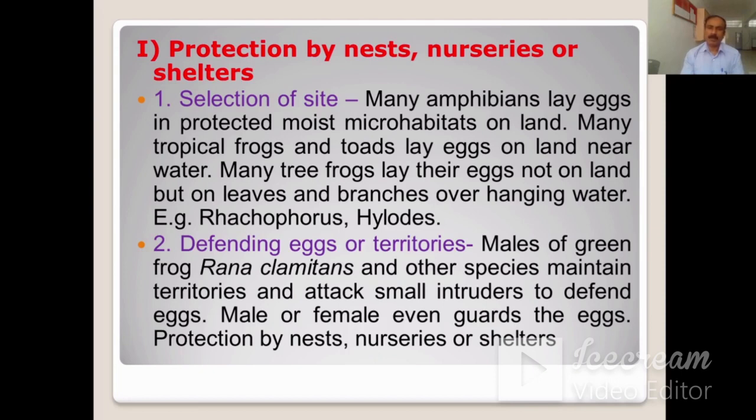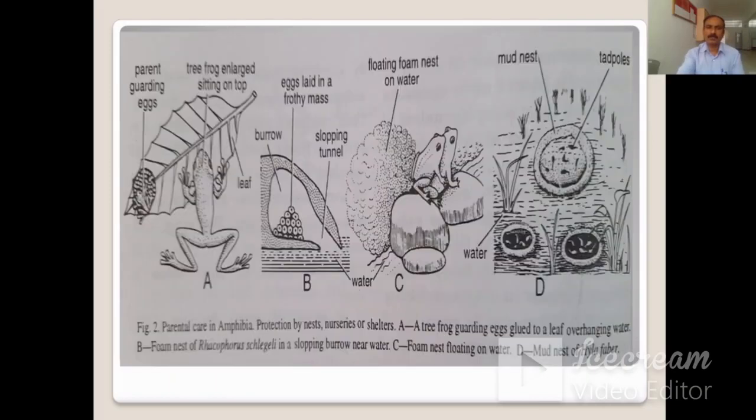Second method is defending eggs or territories. Males of the green frog, Rana clamitans, and other species maintain territories and attack small intruders to defend eggs. Male or female even guards the eggs. Protection by nests, nurseries, or shelters.